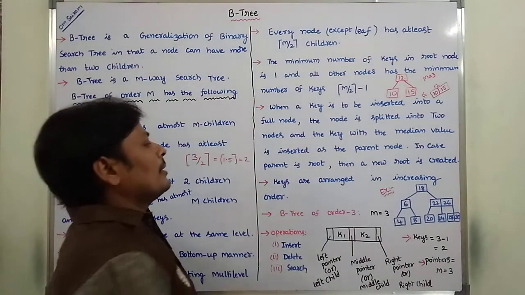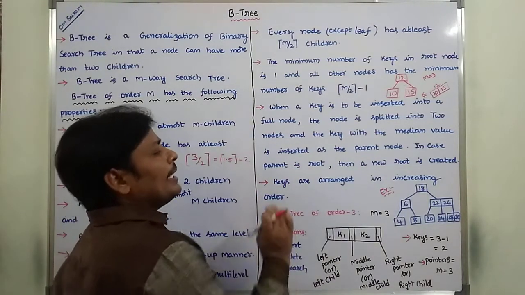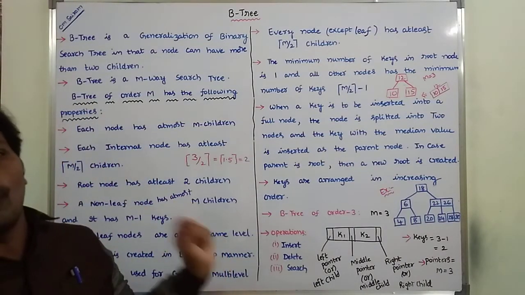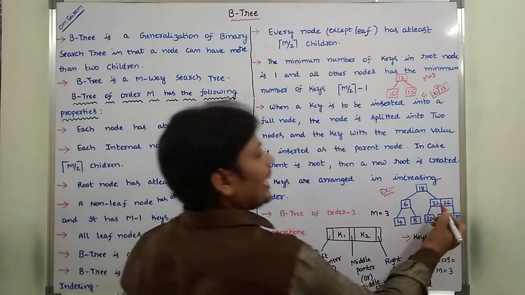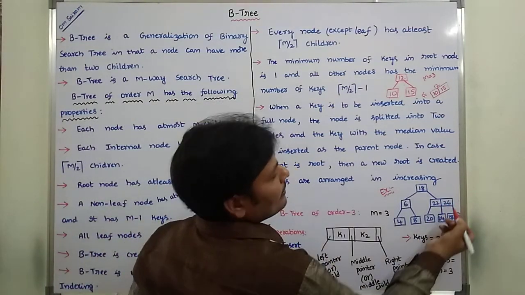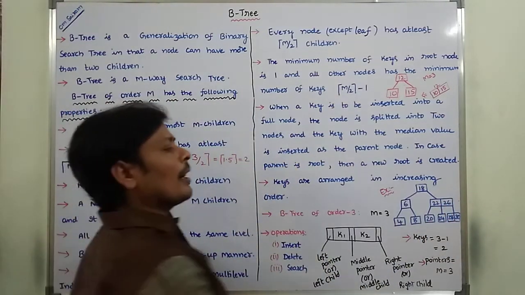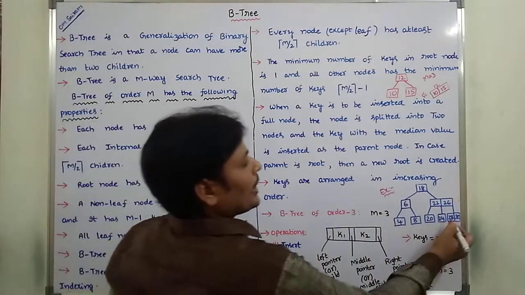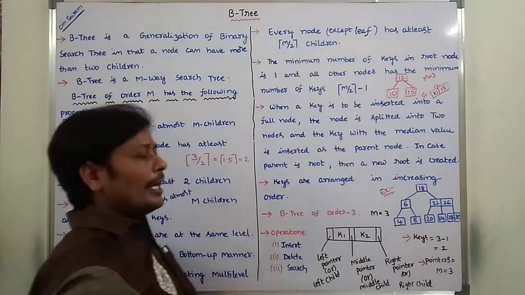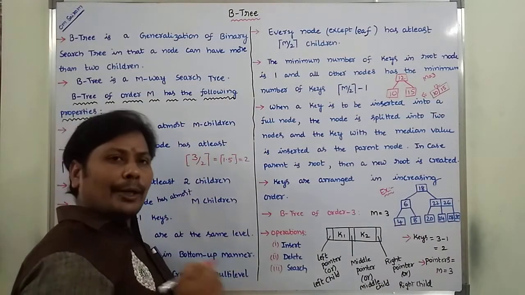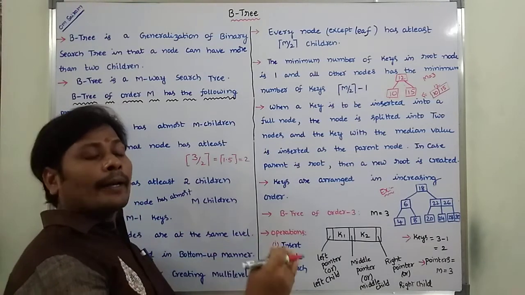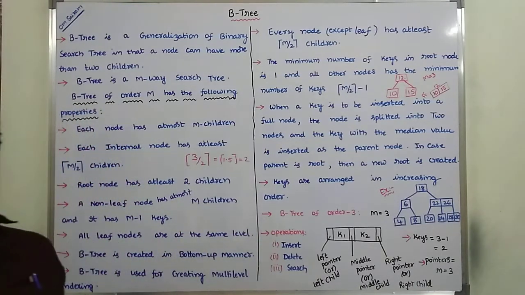Okay, next one, keys are arranged in increasing order. Suppose in a node there are two keys. These two keys are arranged in increasing order. Here 22, 26, increasing order. Here 28, 30, increasing order. In a node, however many keys there are, the keys are arranged in increasing order.